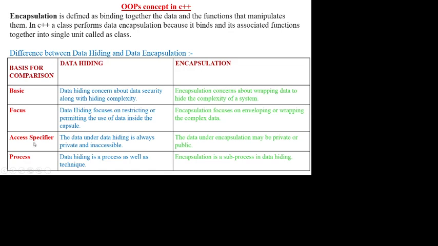Then the next comparison point is the access specifier: public, private, protected. Whenever it is used in data hiding and in encapsulation, what happens? In data hiding, the data is always private and inaccessible. That means private as a specifier is inaccessible in data hiding; the private member is hidden by data hiding. In encapsulation, the data may be private or public, both are accessible. And as a process, data hiding is a process as well as a technique, and encapsulation is a sub-process in data hiding.